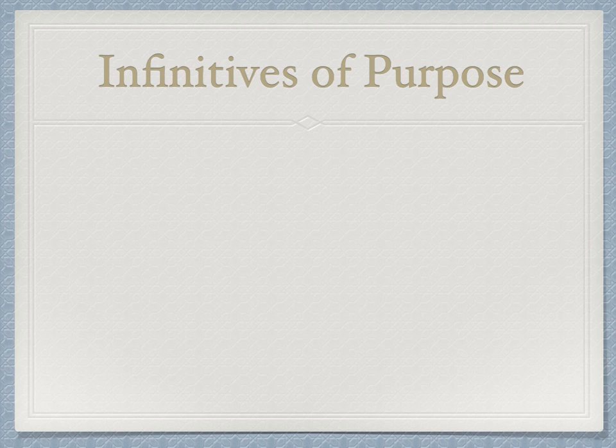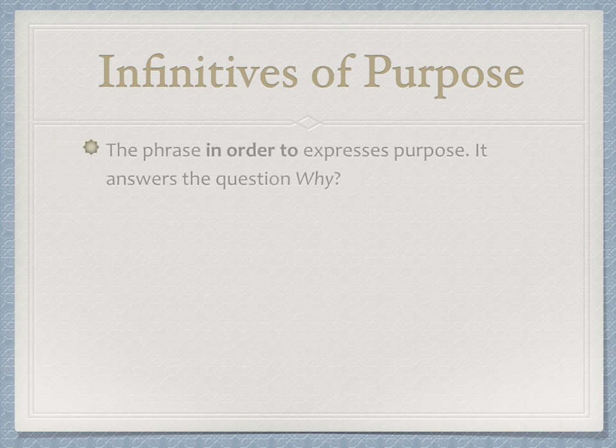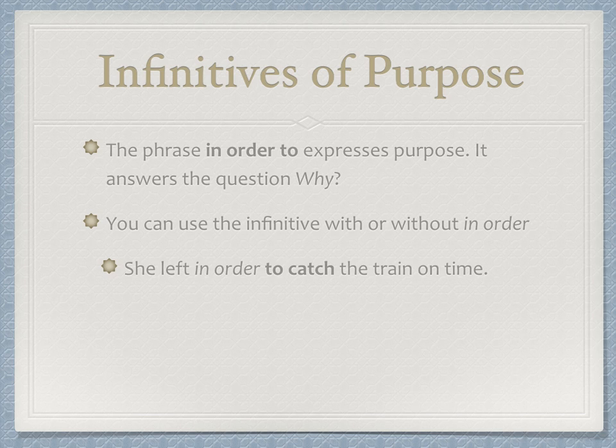We can also use infinitives of purpose. This is using infinitives to answer the question of why. And we use the phrase in order to express this purpose. However, you can use the infinitive with or without in order, and it has the same meaning. So I can say she left in order to catch the train on time, or she left to catch the train on time, and both of those mean the same thing. Why did she leave? To catch the train on time.